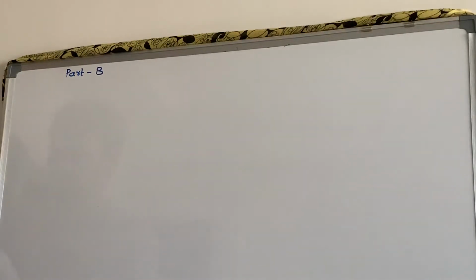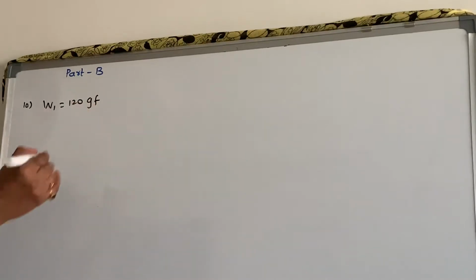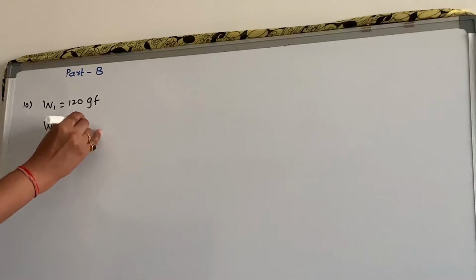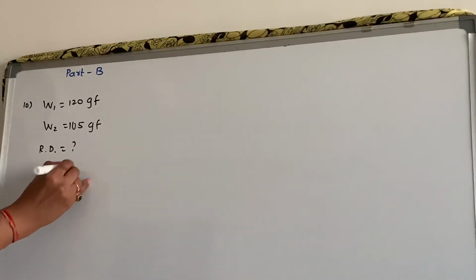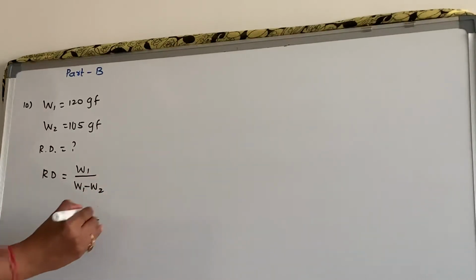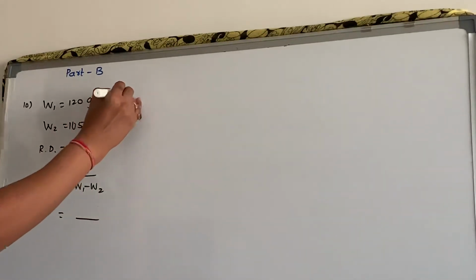In 10th sum, a solid weighs 120 gf in air. That is W1 is given is 120 gf. W2 is given as 105 gf. Find the relative density of solid, RD, you know. So we have RD is equal to W1 upon W1 minus W2. We will get something like. Now check the 11th one.